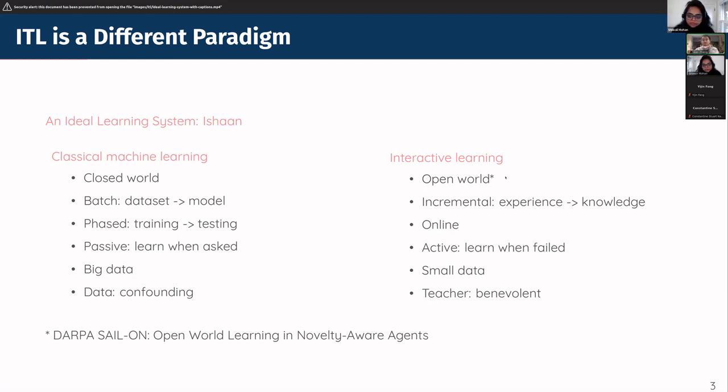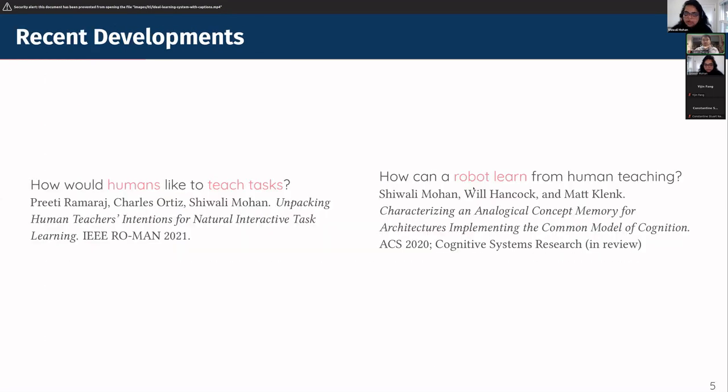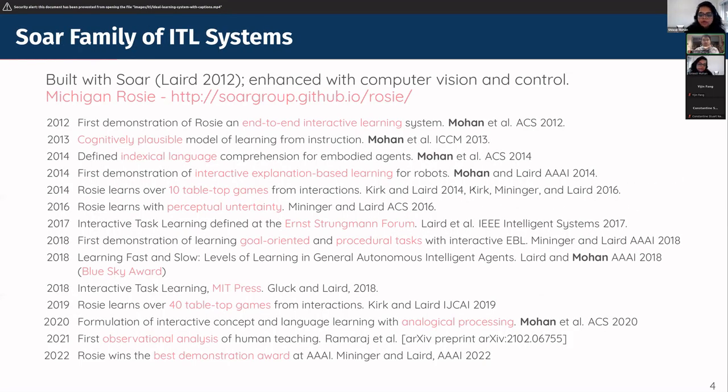Okay. So the work I'm going to describe comes from a family of research that was done in the Soar cognitive architecture. It started around 2012. It's been 10 years, and we are slowly making progress, improving on the agents, giving them new capabilities, and understanding different parts of the architecture that are required to do something like interactive task learning.